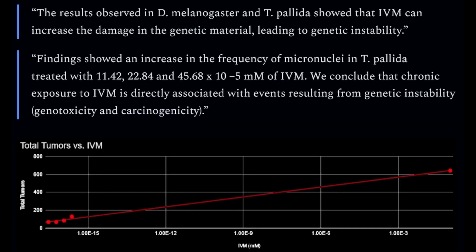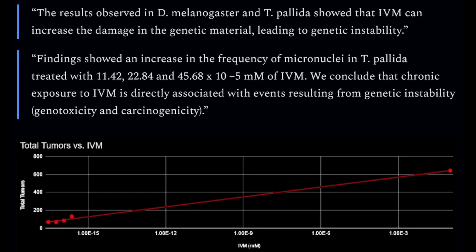Quote, the results observed in D. melanogaster and T. pallidea showed that ivermectin can increase the damage in the genetic material, leading to genetic instability. Quote, findings showed an increase in the frequency of micronuclei in T. pallidea treated with 11.42, 22.84, and 45.68 times 10 to the negative 5 millimoles of ivermectin. We conclude that chronic exposure to ivermectin is directly associated with events resulting from genetic instability, and then in parentheses, genotoxicity and carcinogenicity. On the bottom here, we see the total tumors versus the ivermectin in chart format.